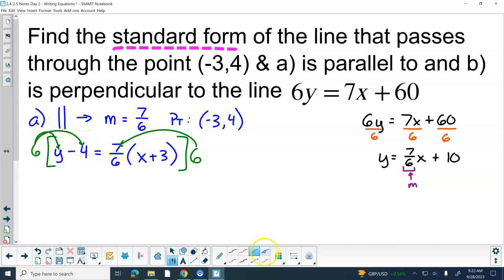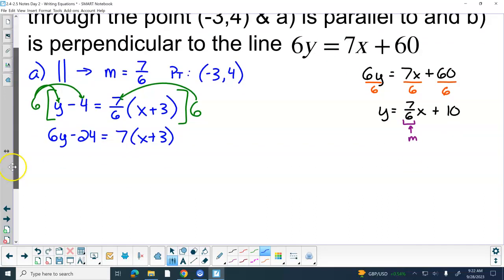So that would give me then, sorry, this cart just got to move. That would give me then 6y minus 24 equals 7 times the quantity x plus 3. And my fraction is gone. That's a good thing, because that's one of the 2 conditions. Then I can distribute.